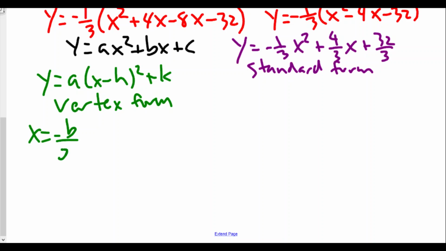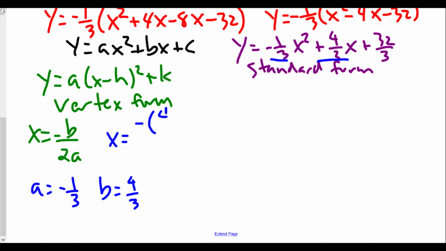over 2a. And since our a value here is negative 1/3, and our b value is positive 4/3, we're going to plug into our formula here: x equals negative 4/3 over 2 times negative 1/3.